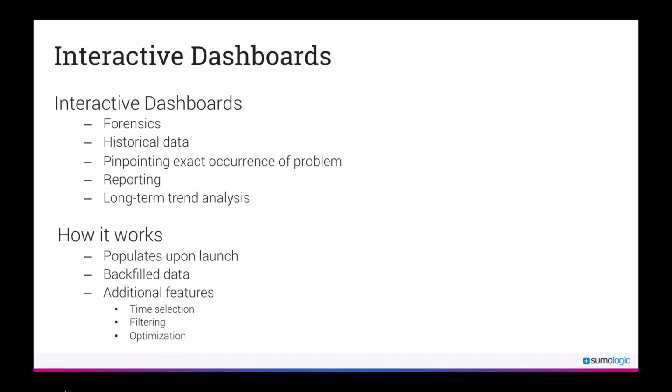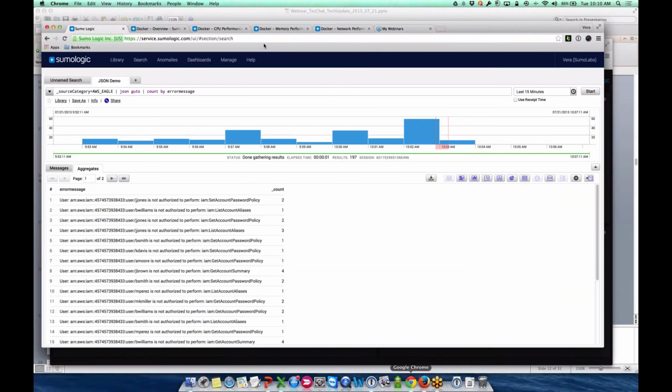Now, there are some additional things it can do as well. You can choose any time range that you want, both for individual panels and for the dashboard. You can filter that data, and it will be automatically optimized behind the scenes. What this means is that we will pre-compute the data for searches that you want to run over longer periods of time, or that you want to share with your colleagues in your account, and we will automatically optimize that for you.